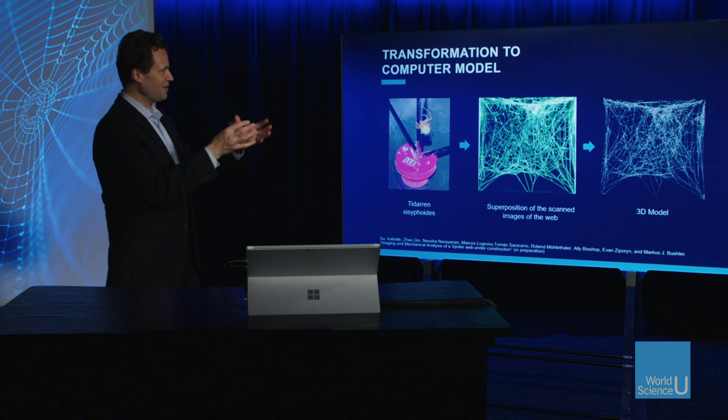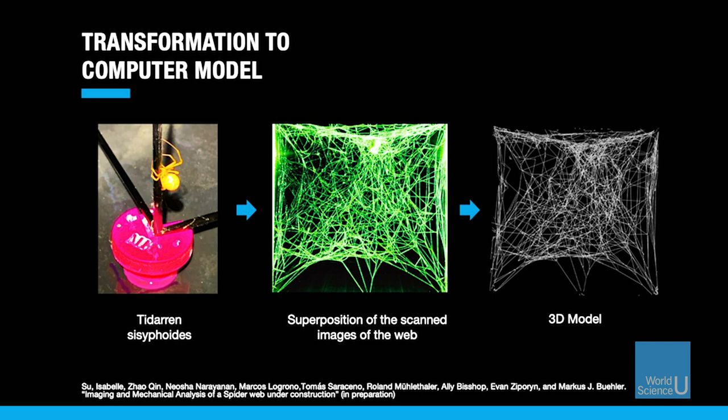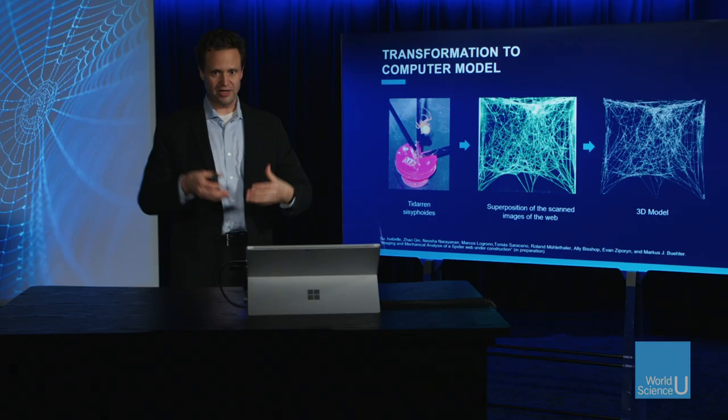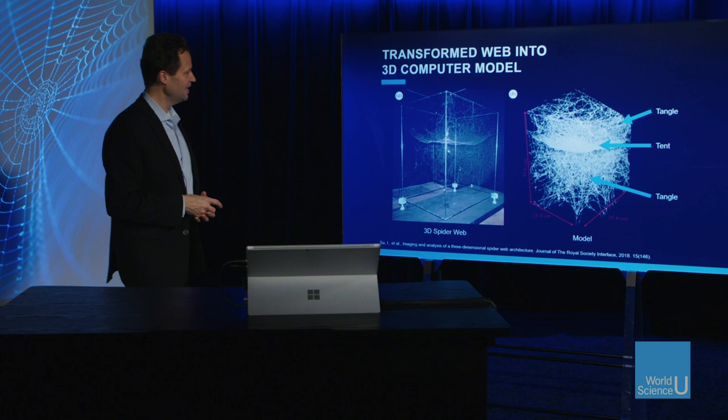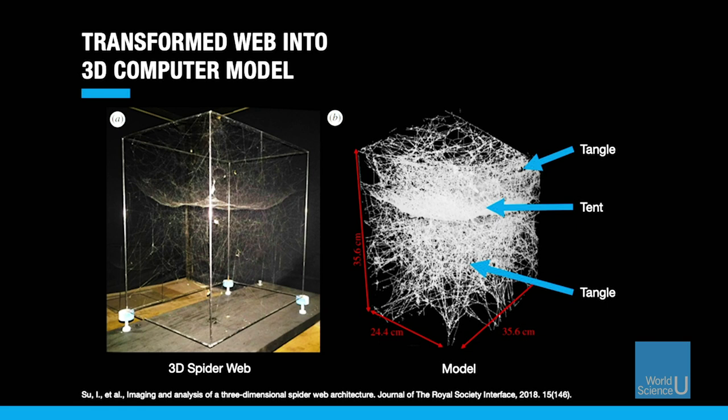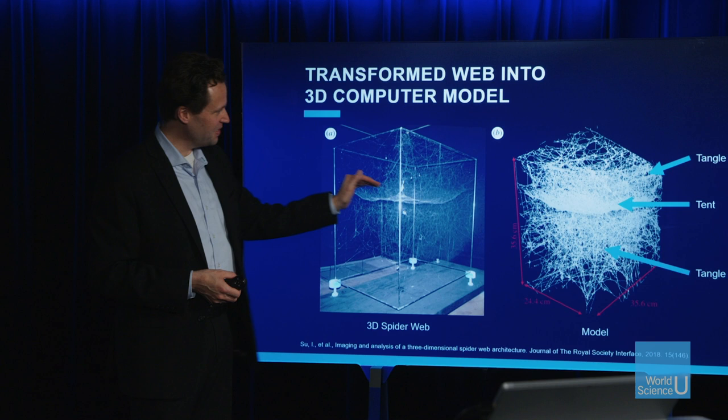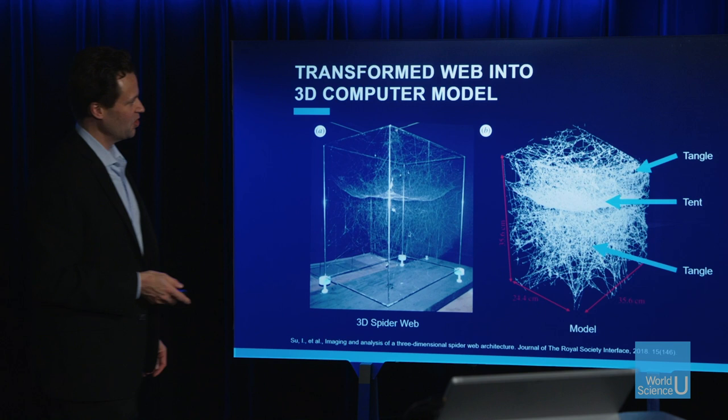So this is why we have a 3D model. We can also, of course, do analysis of the stages of construction of the web by watching the spider build the web over a period of time. That's another view. You can very nicely see this is one of the earlier webs we have scanned. You can see that it has this really interesting tent structure in the middle here, right? That's a real web, and that's the model we've constructed in a computer.